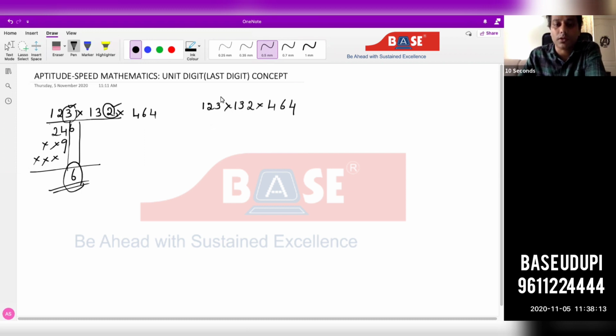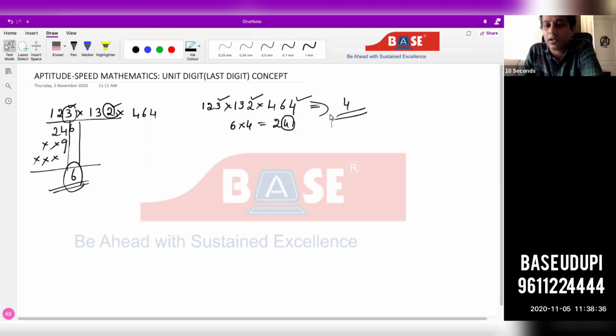So if I take 3 numbers now, 123 into 132 into 464, then you need to take 3 followed by 2 followed by 4, isn't it? That we already discussed, 3 into 2 ends with 6. What is the last digit of the third number? 4. 6 into 4, 24, ends with 4. Finally, the answer ends with 4. So if you multiply 123 with 132 and 464, the answer ends with 4. Our product ends with 4. Our unit digit of the product is 4. Our last digit of the product is 4.